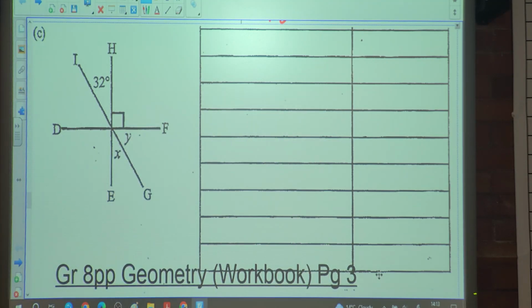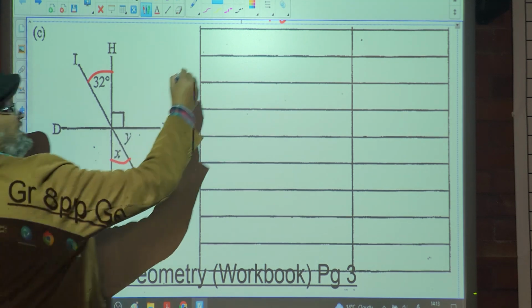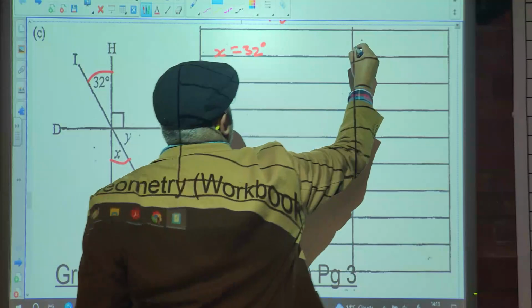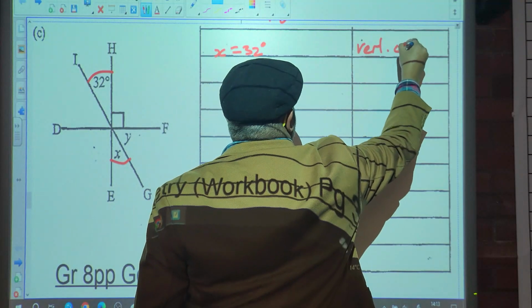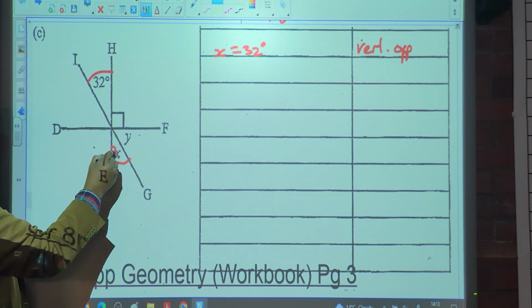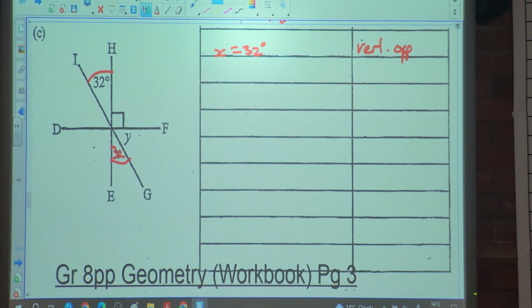We've got 32, 90 and y. How are you going to calculate x? Vertically opposite angles. So x is equal to 32 degrees. Vertically opposite. How are you going to calculate y?